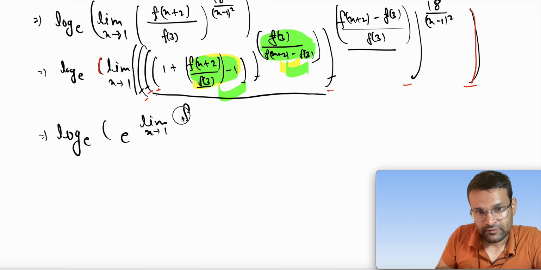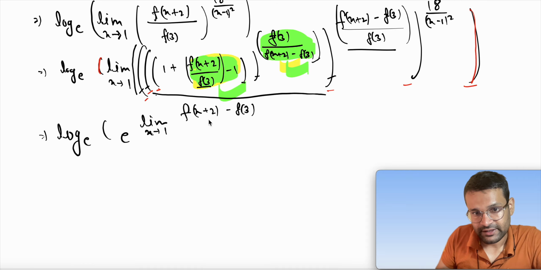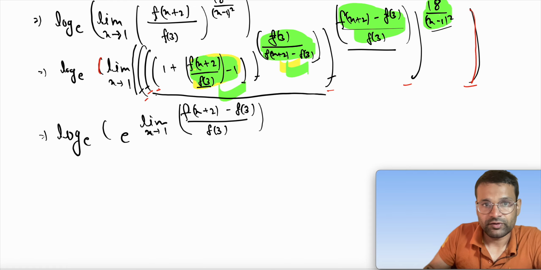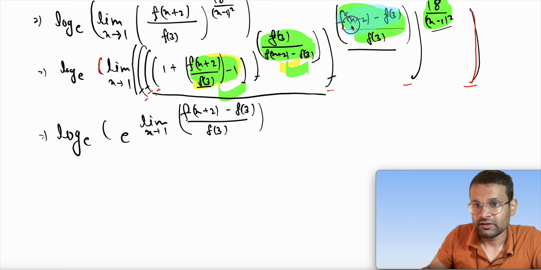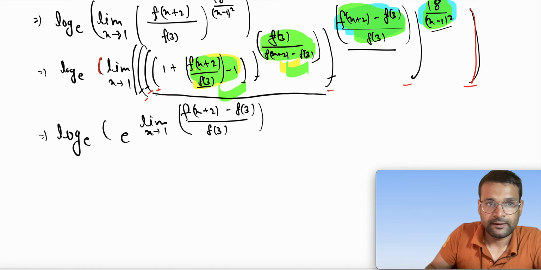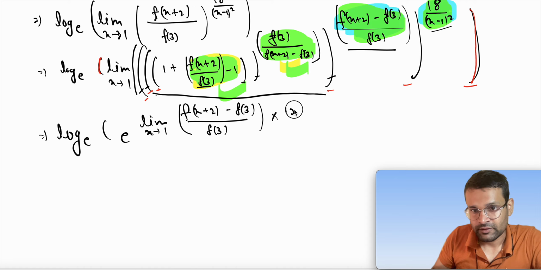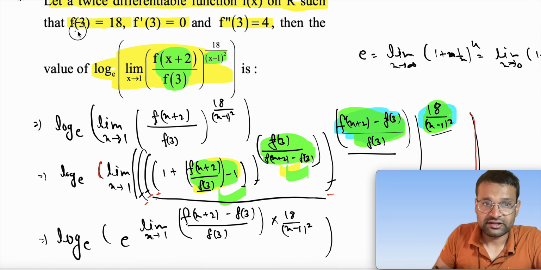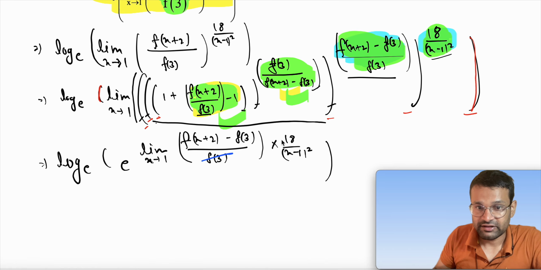f(x) plus 2 minus f(3) by f(3), this part is multiplied with this one. I'm changing the color, wait for a second. This is multiplied with this one, now 18 upon x minus 1. Now you can see in this question f(3) value was 18, so these cancel each other.